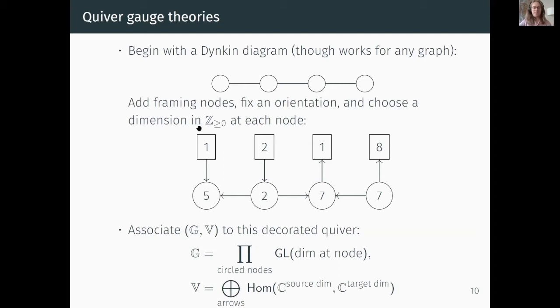This may look very familiar for people who have seen Nakajima quiver varieties before. This is exactly the same sort of data. Not surprising, actually, because they're somehow related.